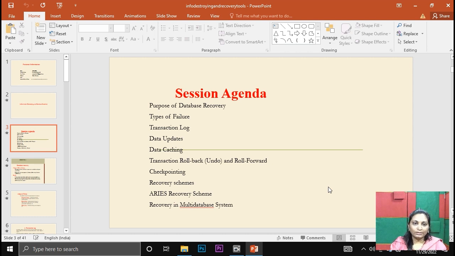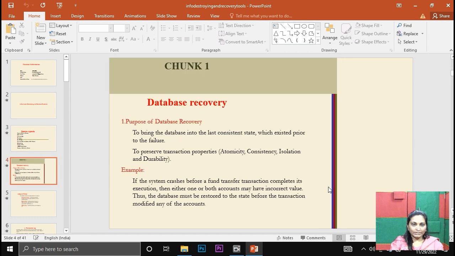In this session, the agenda points are: purpose of database recovery, types of failures, what is a transaction log, data updates, data caching, transaction rollback, that is undo and roll forward, checkpointing, recovery schemes, then the ARIES recovery scheme, and recovery in multi-database systems.